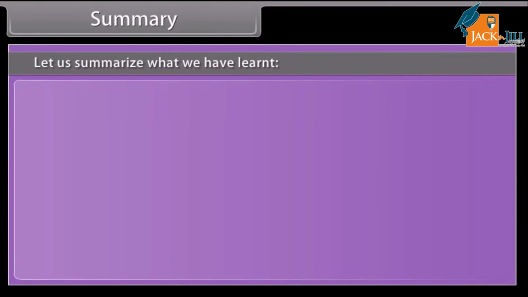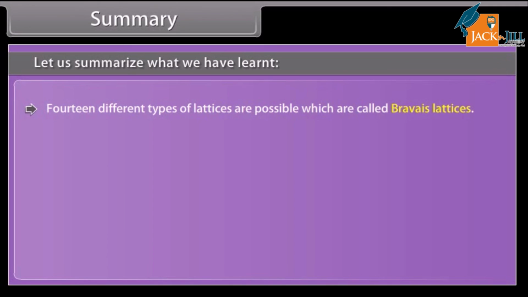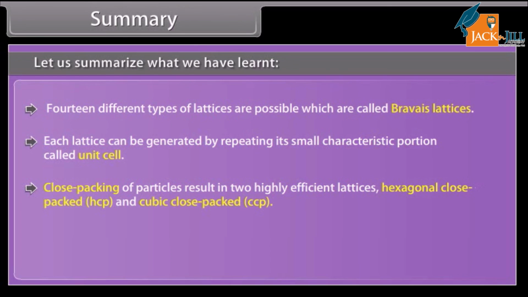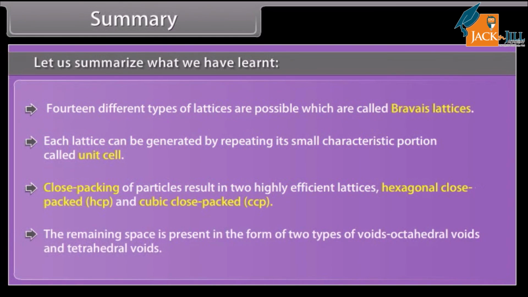Summary. Let us summarize what we have learned. 14 different types of lattices are possible which are called Bravais lattices. Each lattice can be generated by repeating its small characteristic portion called unit cell. Close packing of particles results in two highly efficient lattices, hexagonal close-packed HCP and cubic close-packed CCP. The remaining space is present in the form of two types of voids, octahedral voids and tetrahedral voids.